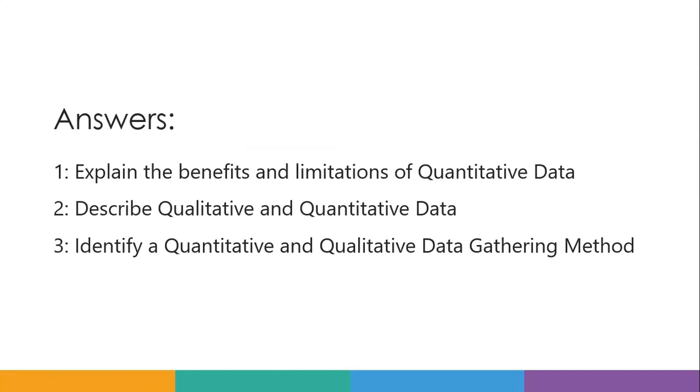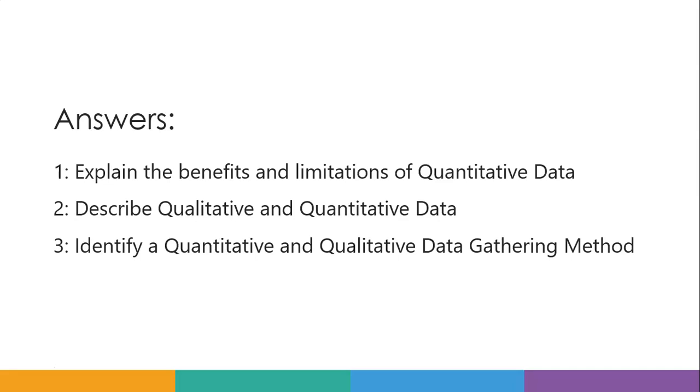So, here are the answers. Take a look and see if you've got them correct. If you haven't, perhaps go back through the video and have a think of why you might have got that wrong, or you might have got a tiny bit in the wrong place. So number 1 would be explain the benefits and limitations of quantitative data. You should have picked that up because you should have seen the PEE chains at the side.